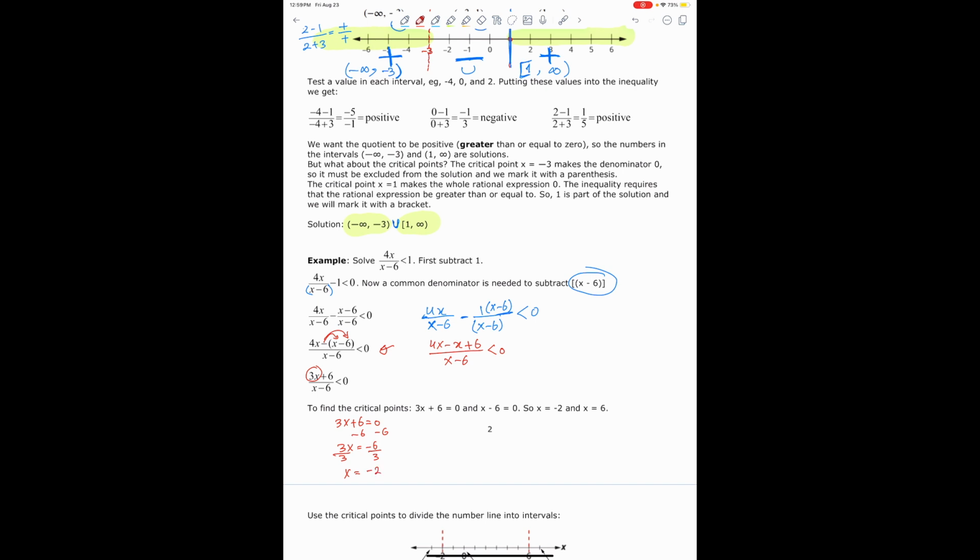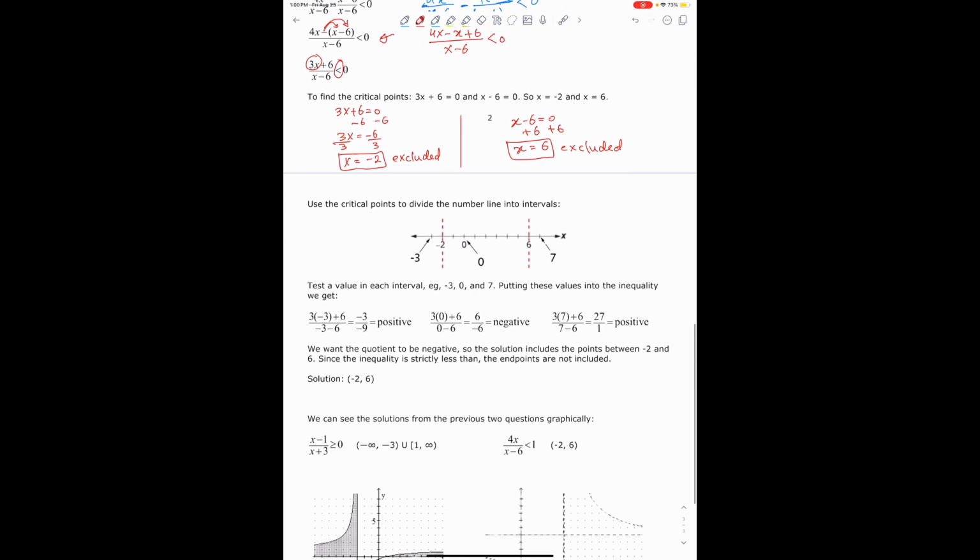And we have to say if it's included or excluded. In this case, it came from the numerator, so it can be included or excluded depending on the sign. The sign does not have an equal, so this is excluded. And the one that comes from the denominator is always excluded. So we make the denominator equal to 0. Add 6, we get x = 6, and that is the other critical point, which is excluded because it came from the denominator.